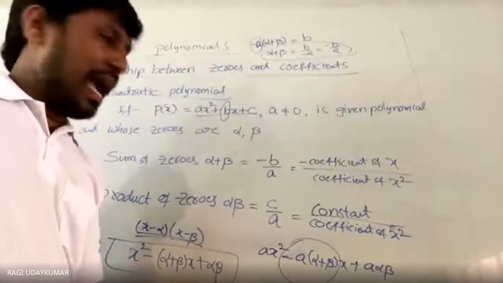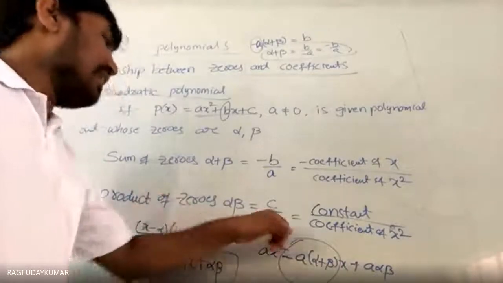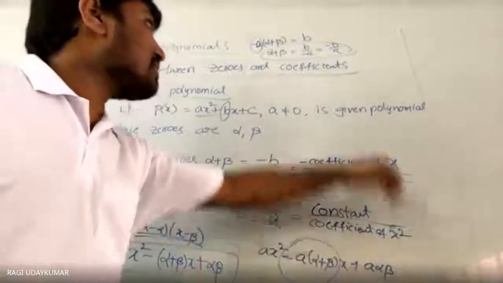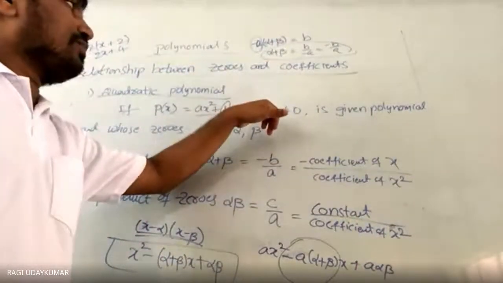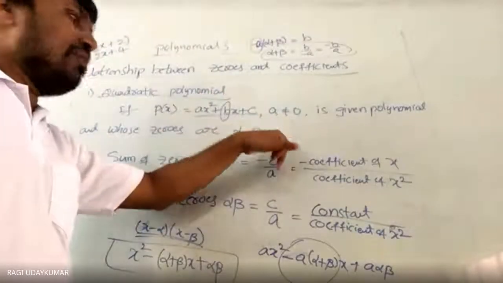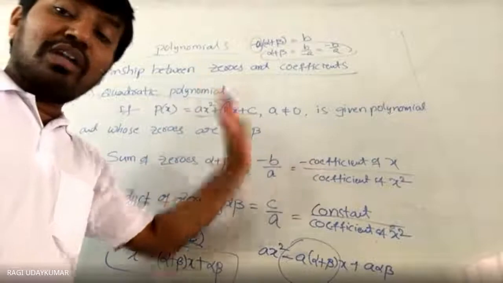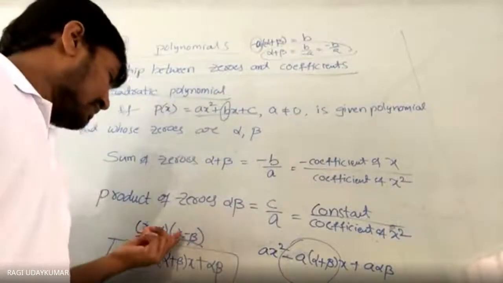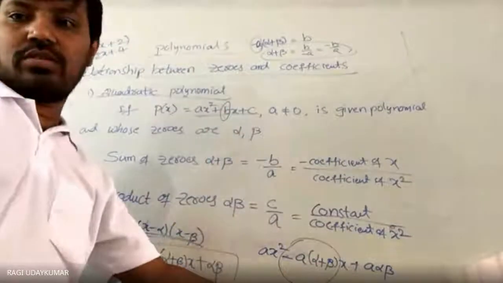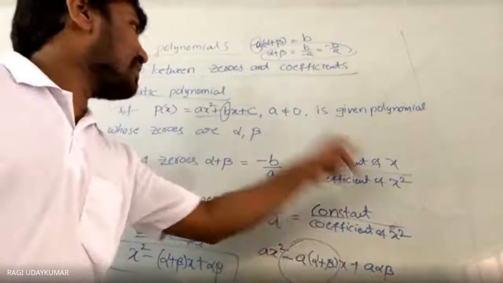Okay? And see here, alpha into beta is what? C by a. A into alpha beta is equal to c, constant. So this polynomial is having alpha beta zeros, and the polynomial having alpha beta zeros is this one or this one, and I am comparing both. Then what do you get here? A alpha beta is equal to c.